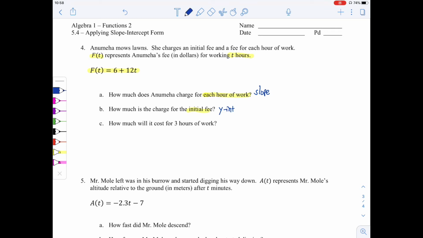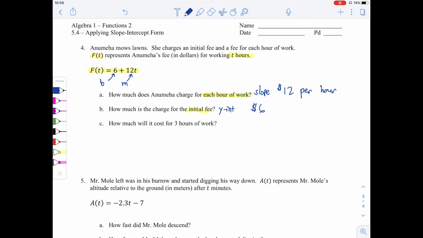So we want to find the slope. Looking at the equation, whatever is next to the variable t, that is our slope, our rate of change. So how much does she charge for each hour of work? 12, and it's in dollars. So $12 per t, which is hours. So $12 per hour. We don't need the s there. Initial fee is the number by itself. So 6. That's our y-intercept, our b.